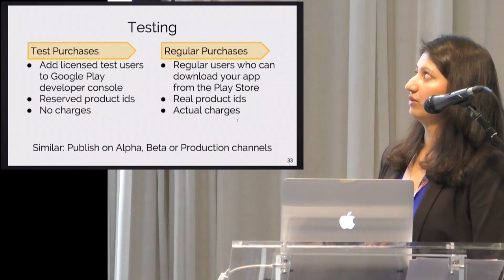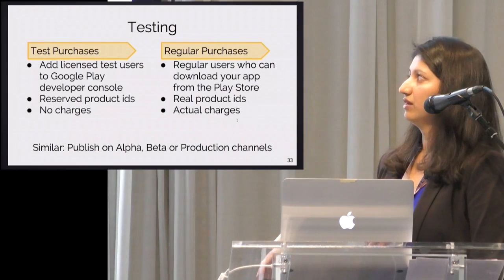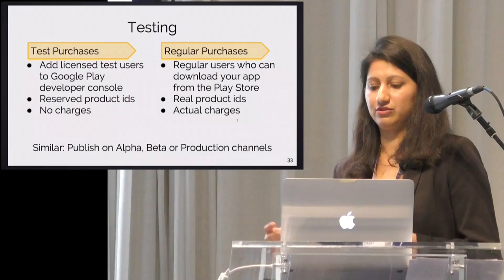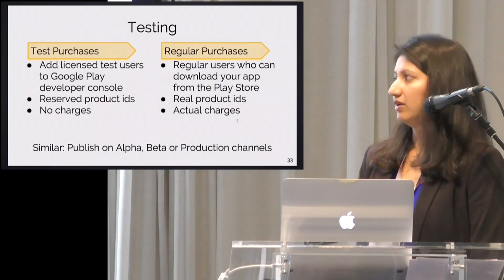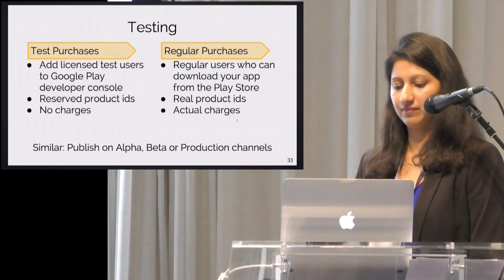On the other hand, you have regular purchases, where a user can just download your app from the Play Store, so you can put it up on alpha or beta channel, and then you use real product IDs, and you actually get charged for it, so you have to use a real credit card. For both cases, you can publish on alpha, beta, or production channels.